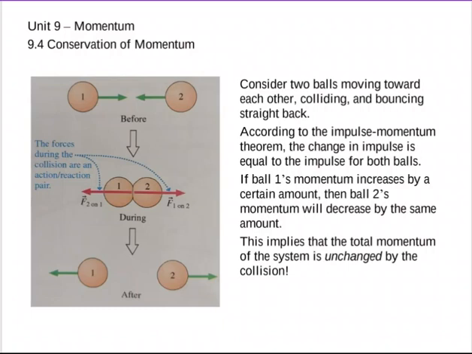According to the impulse momentum theorem, the change in momentum is equal to the impulse for both balls. So look at the picture. Ball 1, ball 2 headed straight directly at each other. They'll hit. Wow, it drew a square. We don't want that.